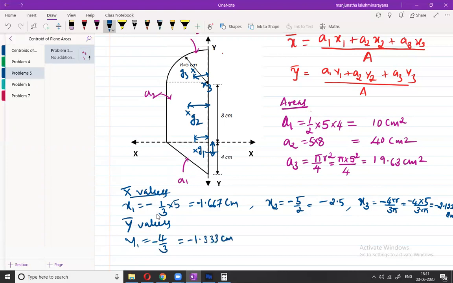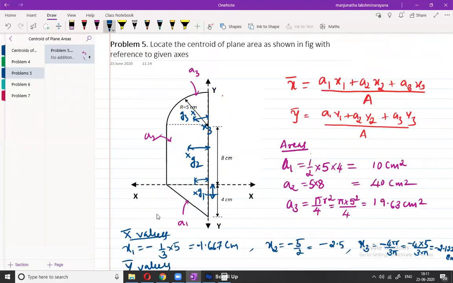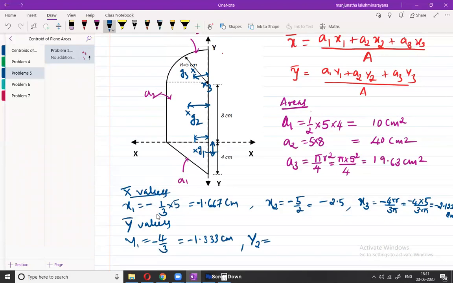Centimeter. Next, y2 is equal to the distance of G2 from the x-axis, which is equal to 8 by 2. 8 divided by 2 comes to 4 centimeters. Next, y3 is equal to the distance of G3 from the x-axis, which is equal to 8 plus 4r by 3 pi. That is y3, equal to 8 plus 4 into r, which is 5 here.